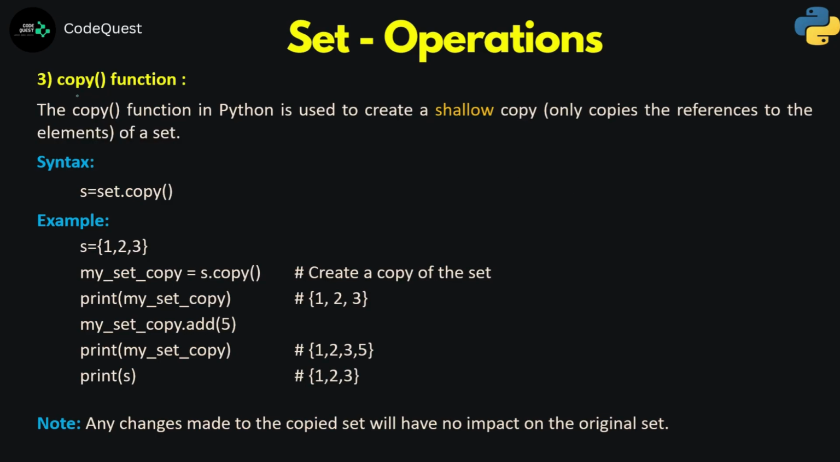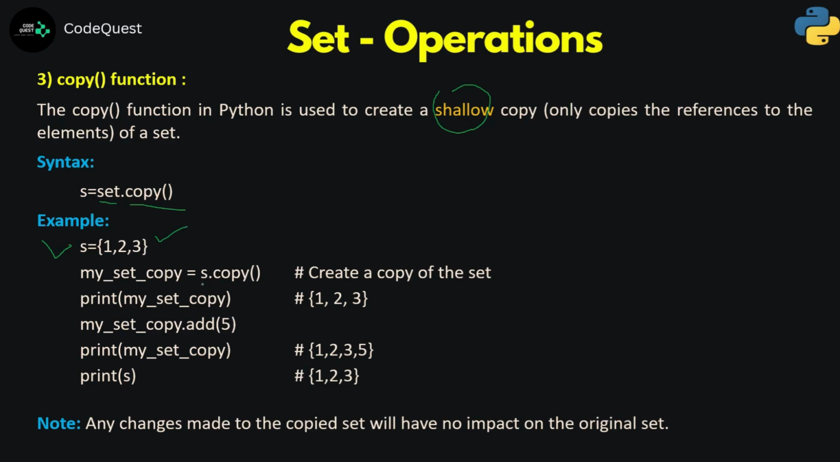Now the next function is your copy function. The copy function is basically used to create a shallow copy. What is the meaning of shallow copy? Once you have copied the elements into another set, whatever changes you make to the new one will have no impact on the original one. So let us see how we make use of this copy. I'll be using the set copy function. Assume we have taken a set S holding 3 elements.